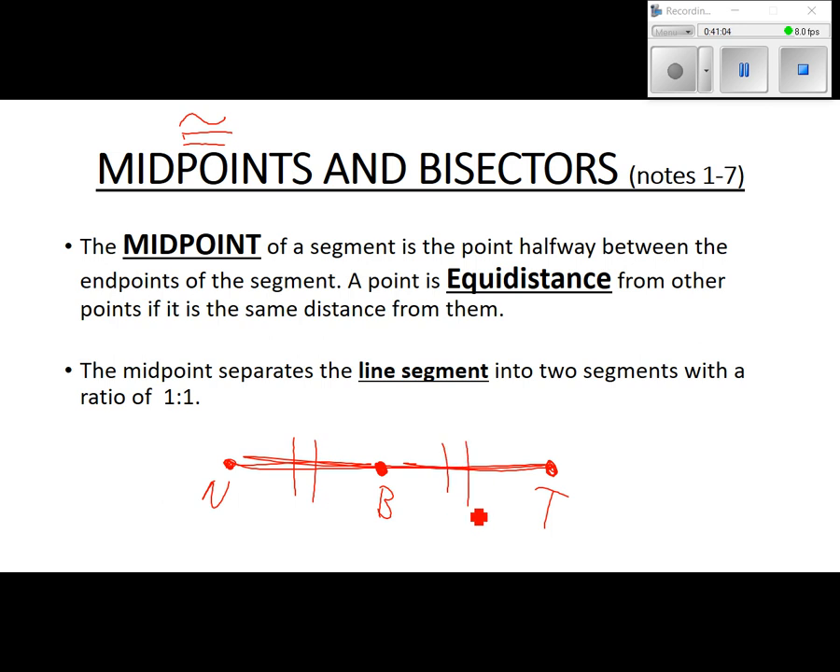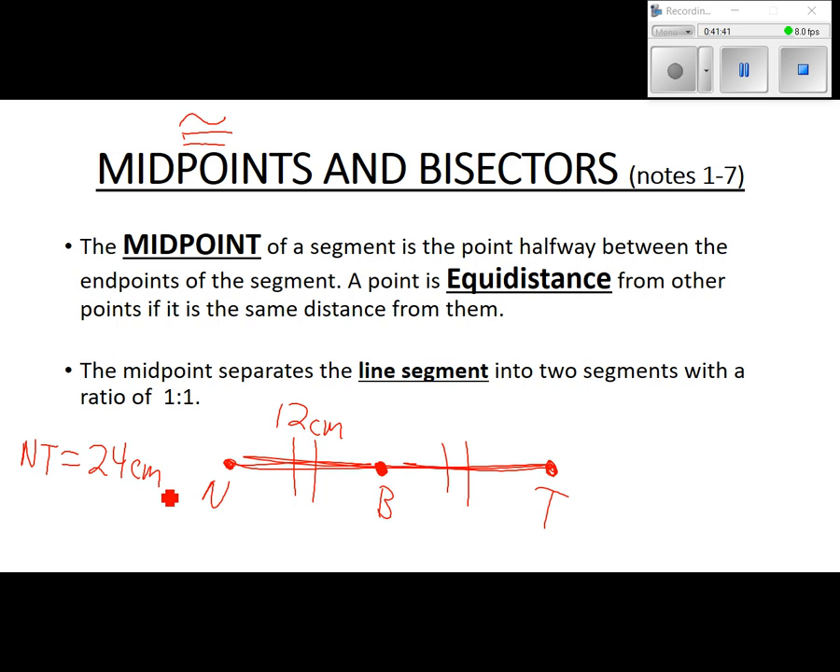Anytime you have a midpoint, the two segments that the original segment is split into have to be congruent to each other. So if I told you this was 12 centimeters, what do you know about segment BT? It's 12 centimeters. What do you know about segment NT? It's 24 centimeters. Good. All of that just from knowing that point B was a midpoint.